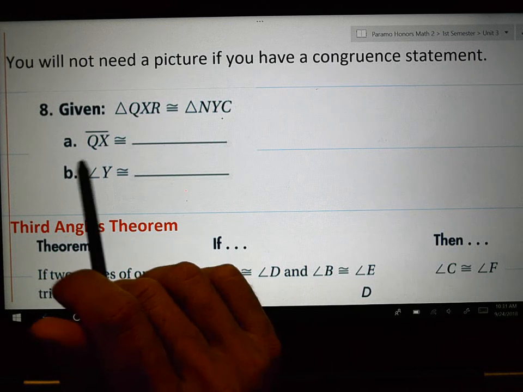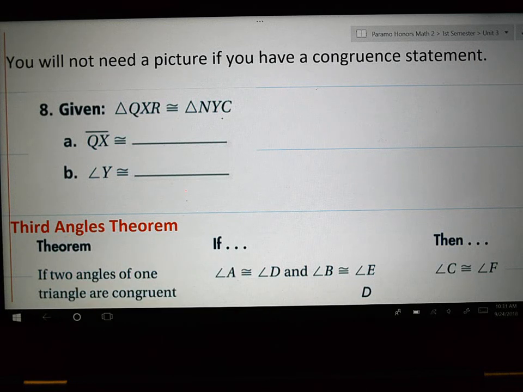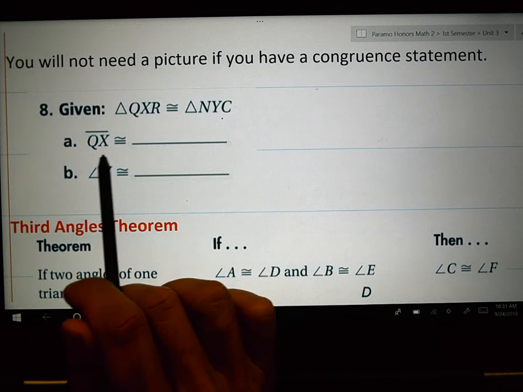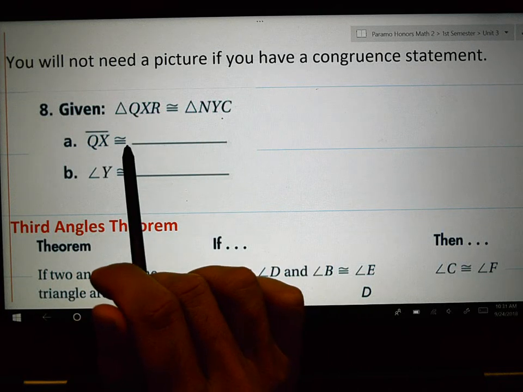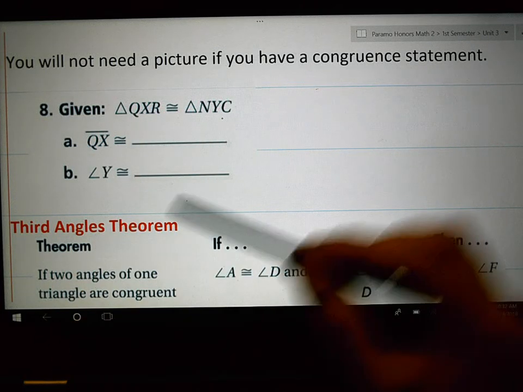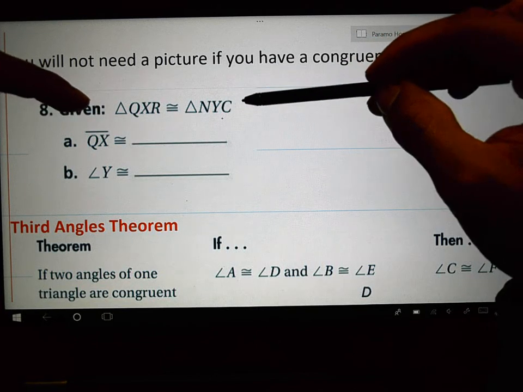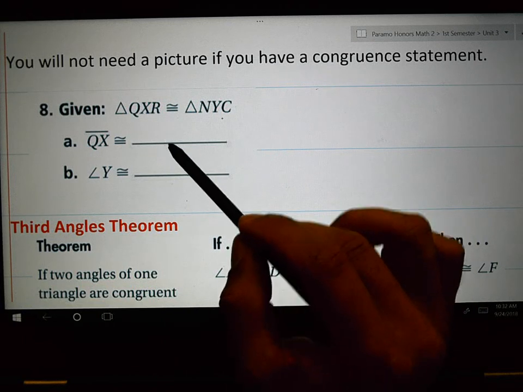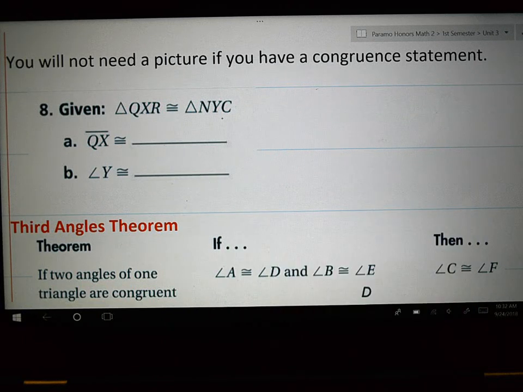So if side QX is congruent to what side, you should be able to answer that just looking at the given statement. If you know what it is, go ahead and tell me what the 2 letters are. Actually, you should say segment something, something. If you know what that is congruent to, go ahead and say it out loud.